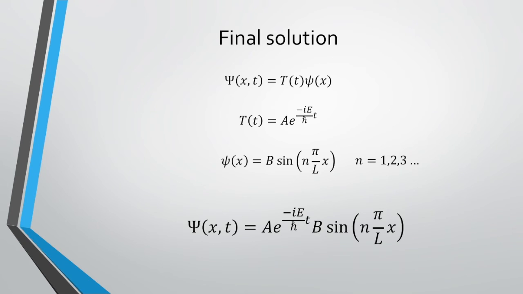So to get to the final solution, we know that psi of x and t is just the product of the time-dependent solution and the position-dependent solution. We already solved the time-dependent equation, we already solved the time-independent equation, so all we have to do is just take the product of the two. So the solution for the time-dependent Schrödinger equation in the infinite square well is A times e to the power of minus iE over h bar t times B times sine n times pi over L x.